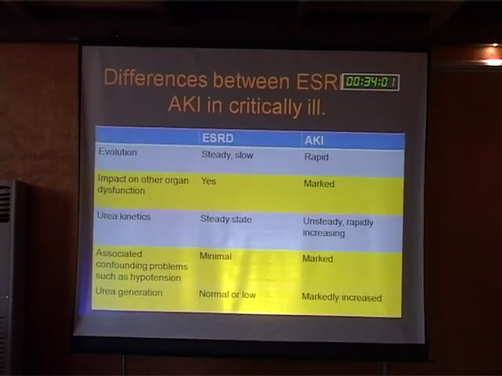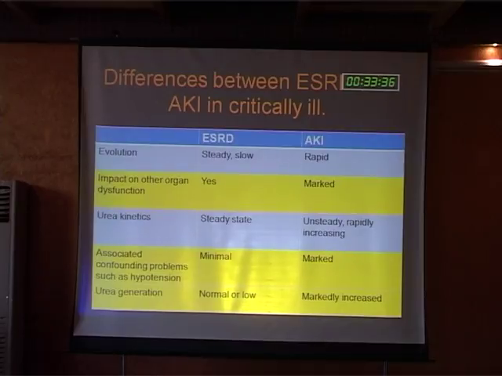One is that even though ESRD affects other organs like cardiac function, AKI in the ICU has a much more impact on other organs, especially the lungs and the cardiac function. Another important aspect is the associated confounding problems in AKI, such as hypotension and multi-organ failure, which are not seen in our ESRD patients in a regular hemodialysis unit.